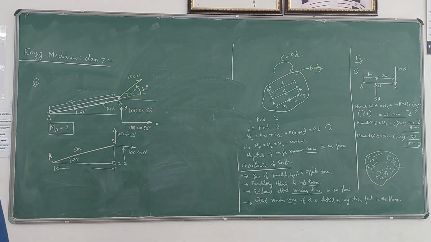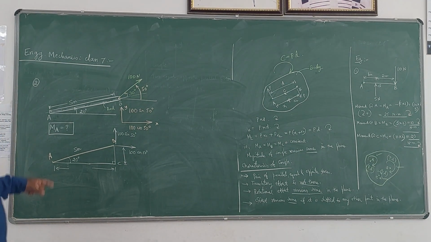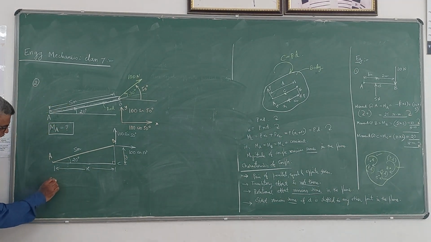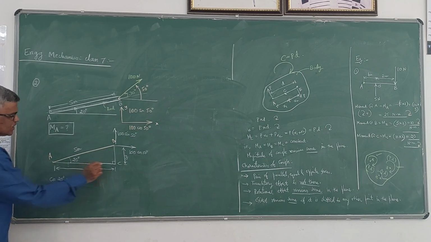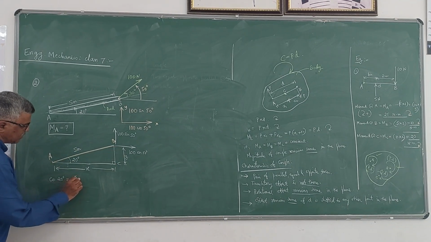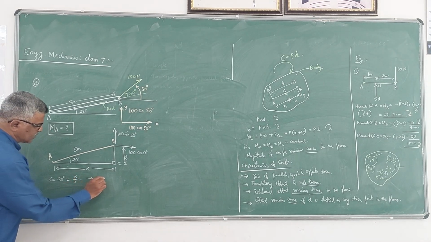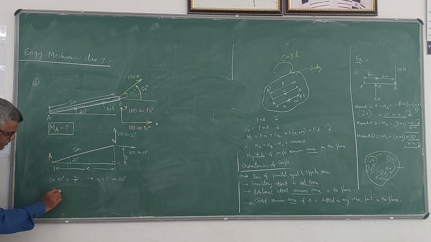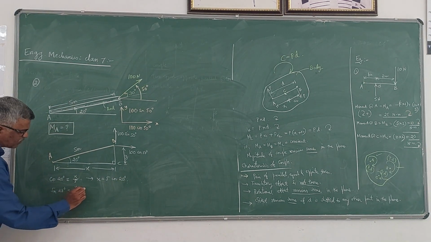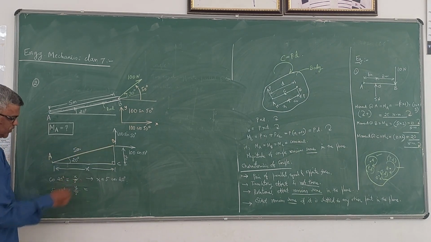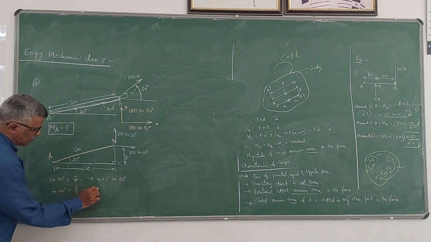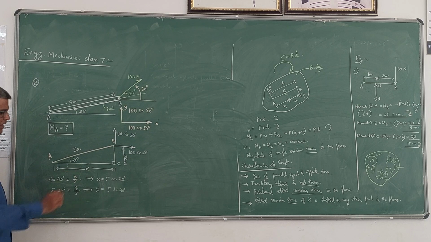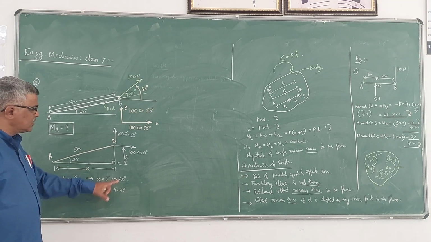From the trigonometrical ratio, you can compute these two distances. If I take this as x and this as y, then cos 20 is equal to adjacent side by hypotenuse, that is x divided by 5. Therefore, x is equal to 5 cos 20. Similarly, sin 20 is y divided by 5, opposite side divided by hypotenuse. Hypotenuse is 5 meters, so y is equal to 5 sin 20. So x is 5 cos 20, y is 5 sin 20.